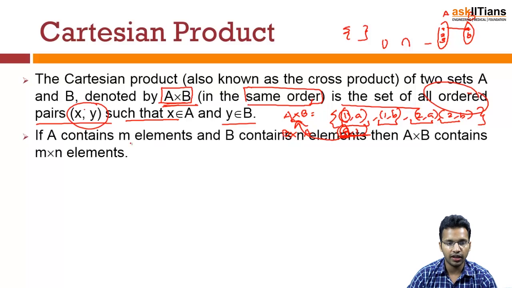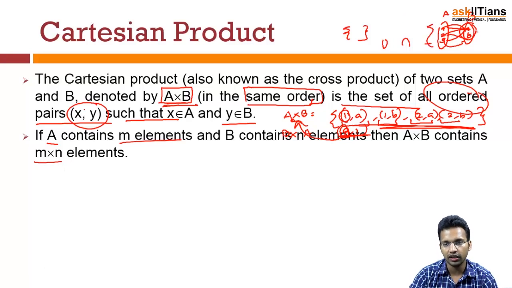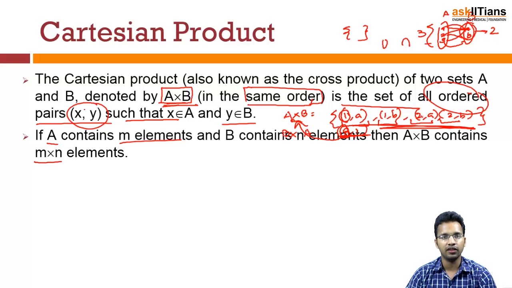Now it says if A contains m elements and B contains n elements, then the Cartesian product will have m into n elements. Why this? As we observed in the first case, 1 is related to two things, 2 was again related to two, and 3 was again related to the two objects. So m into n: here it was 3, here it was 2, so 3 into 2. I have listed 1a, 1b, 2a, 2b, similarly 3a and 3b.